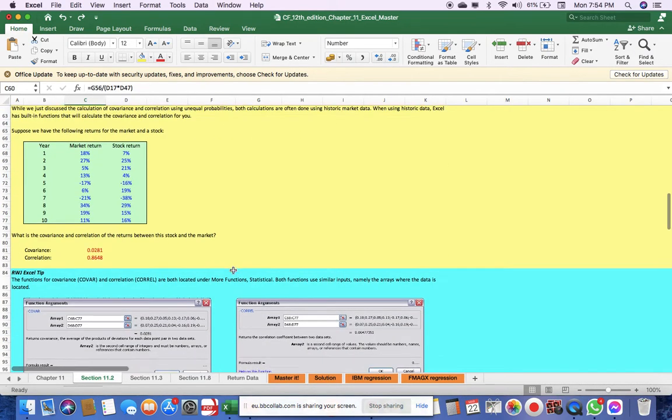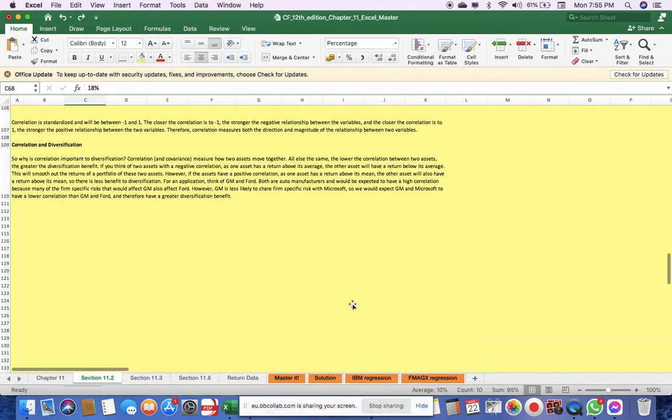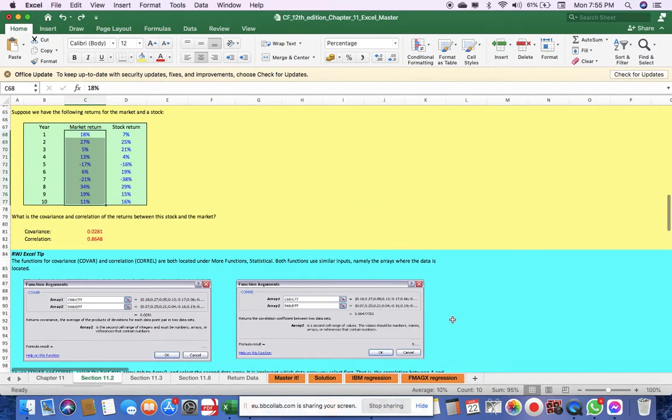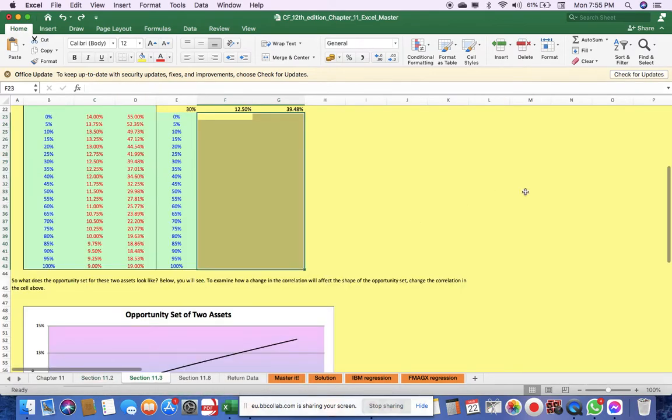But if simply returns are provided to you for a number of periods, you can calculate the mean through the average function, the standard deviation of the sample through STDEV.S, the standard deviation of the population through STDEV.P, and the variance through the VAR function. Then you can calculate the covariance and correlation through the inbuilt covariance and correlation functions. Now let us go to the next section. I hope it is clear to all of you.